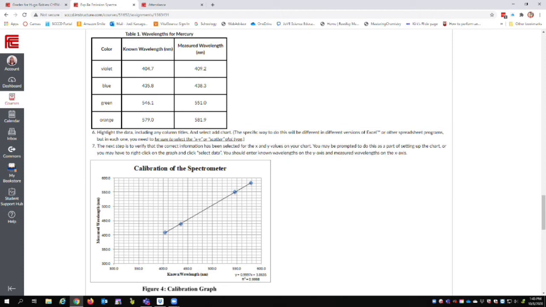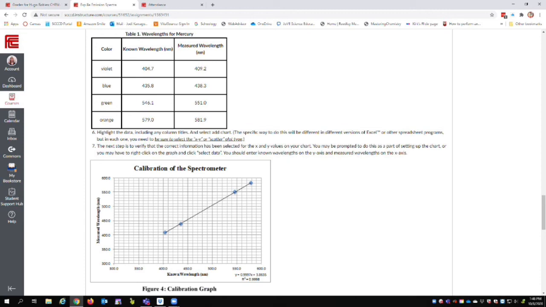Where it says you should enter known wavelengths on the y-axis and measured on the x, so it's opposite. That's wrong. Thank you for catching that. I need to fix that. Yeah. Okay, so it's opposite, Mrs. K, because I have to redo my graph. So the graph is correct. Okay. The graph is correct because what we do in science is the thing that we're measuring goes on the y-axis, and the thing that we're controlling or the thing that's known goes on the x-axis.